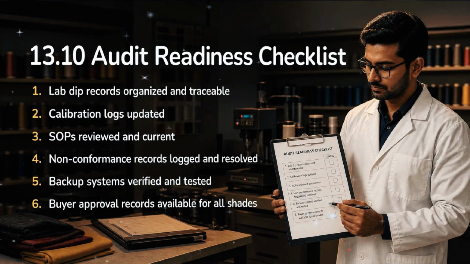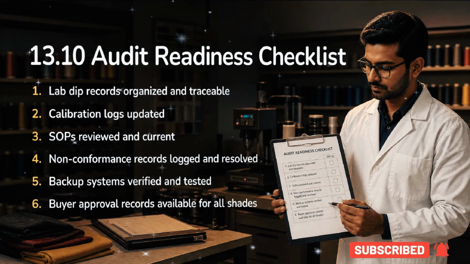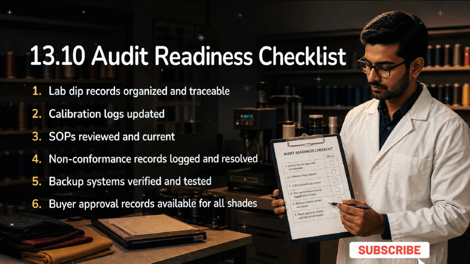Before an audit, use a readiness checklist. Confirm your lab dip records are organized, calibration logs are updated, and SOPs are current. Also, verify that all non-conformance records are resolved and buyer approvals are easily accessible.